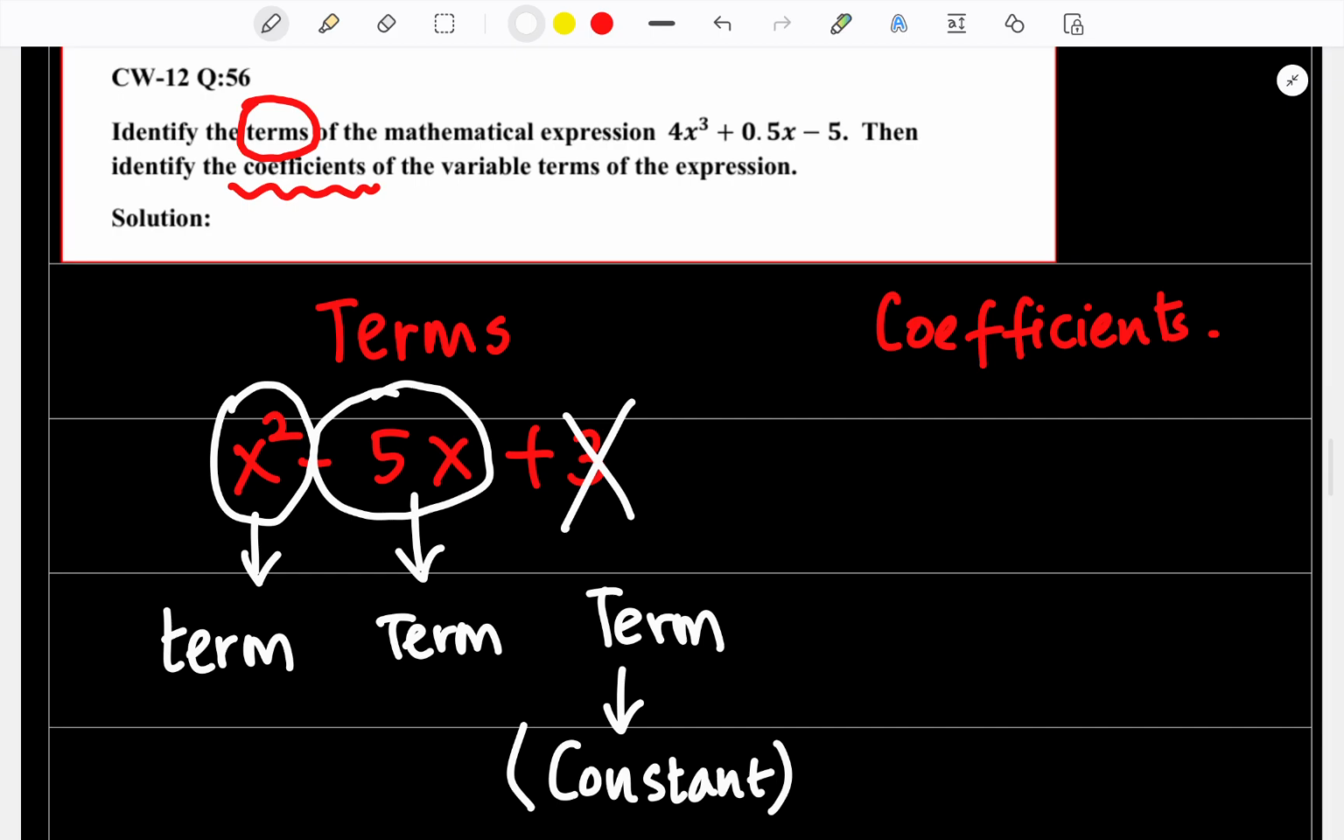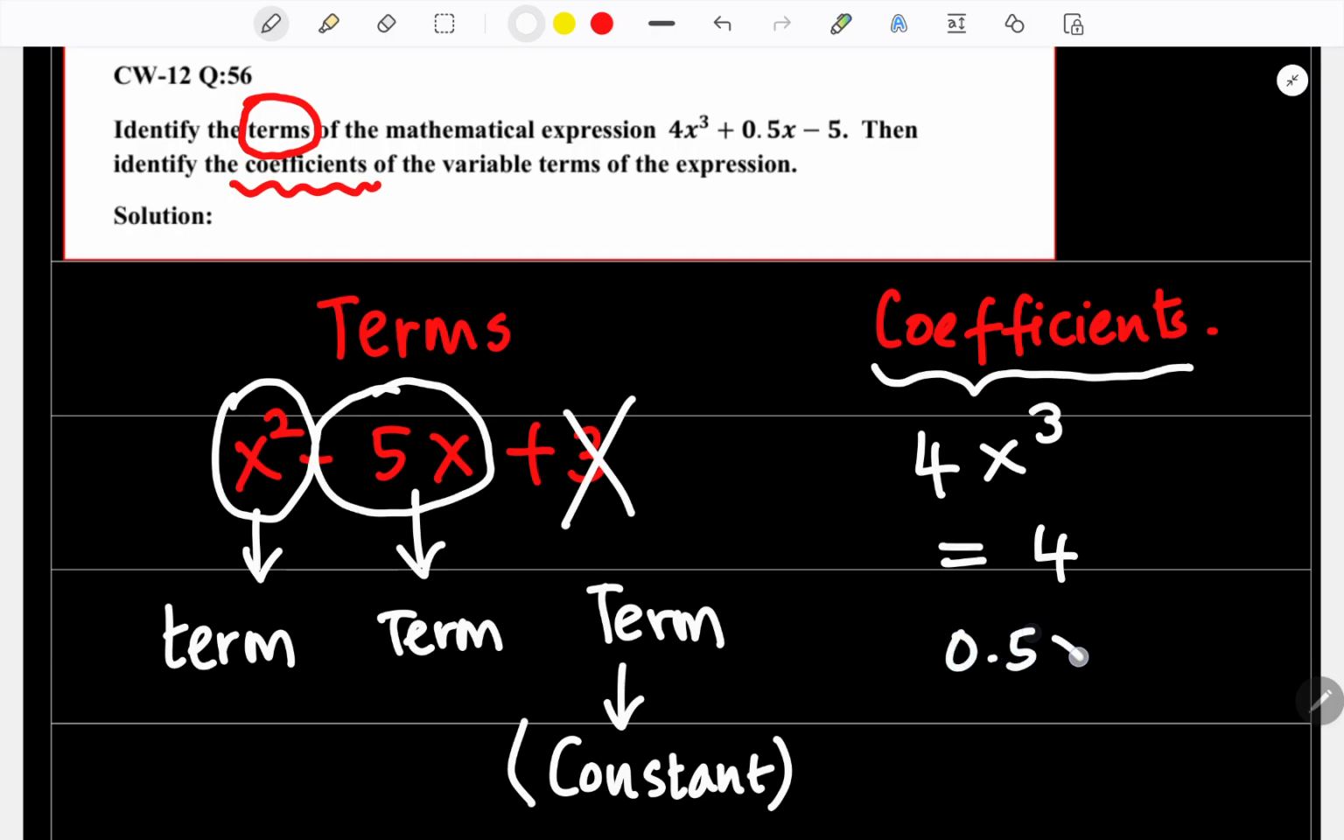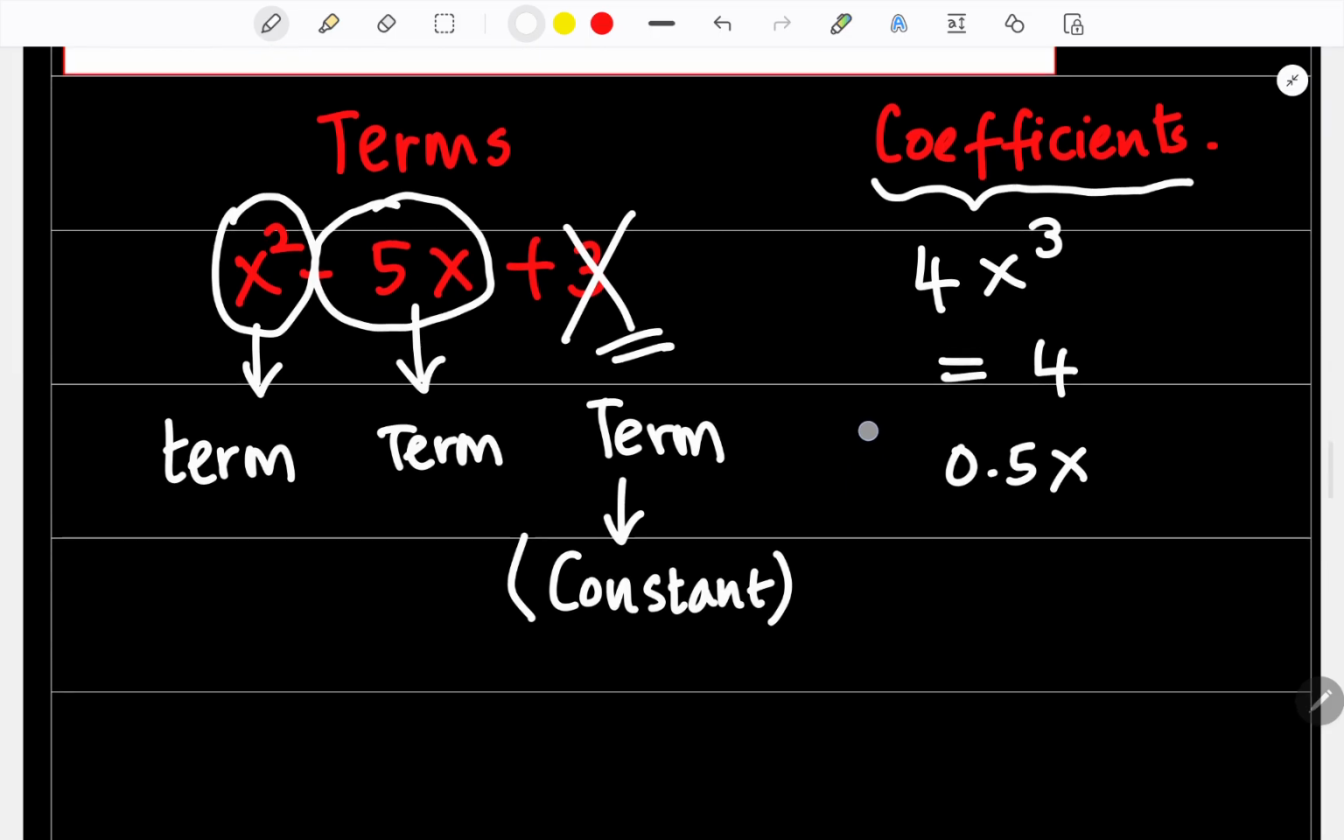But for this one, I don't know the Arabic word, but I know many places use this coefficient, which is mu'amal. Mu'amal is the word for coefficients. 4x cube: what is the mu'amal? 4. 0.5x: what is the mu'amal? 0.5. So keep in your mind, we are going to find out the terms and coefficients. The constant is also a term, but you should say constant term. And these are all variables. Now let's go to the question.